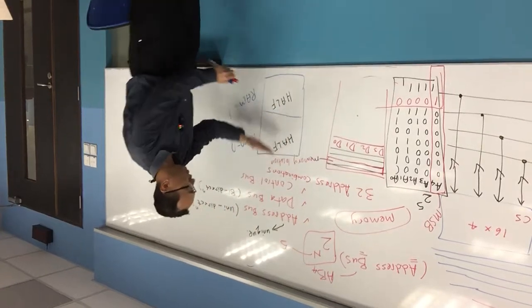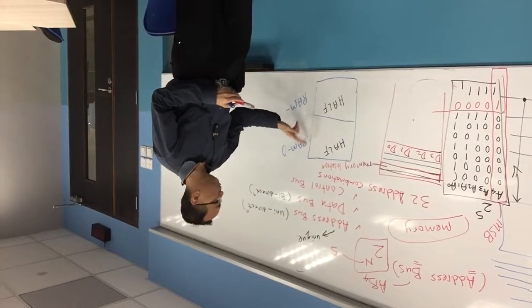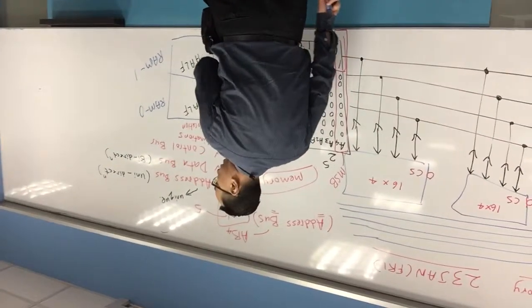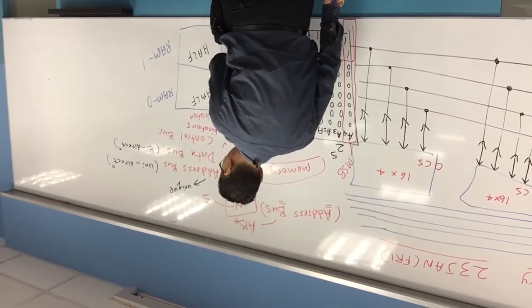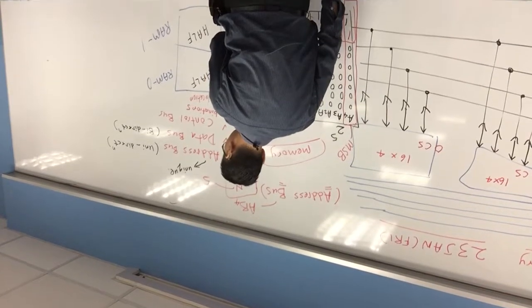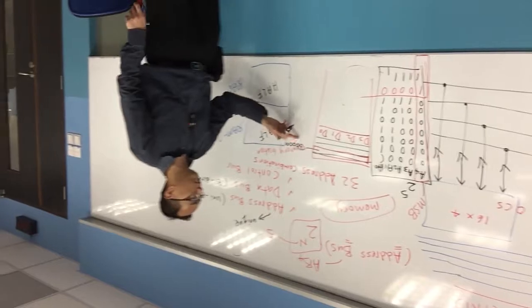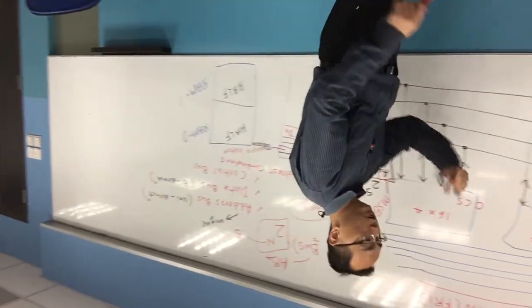I want half here, so that this memory chip will help me take care of the address. 0, 0, 0, 0, 0. 5 of these. Actually not 5, because you are using this one to do the select.